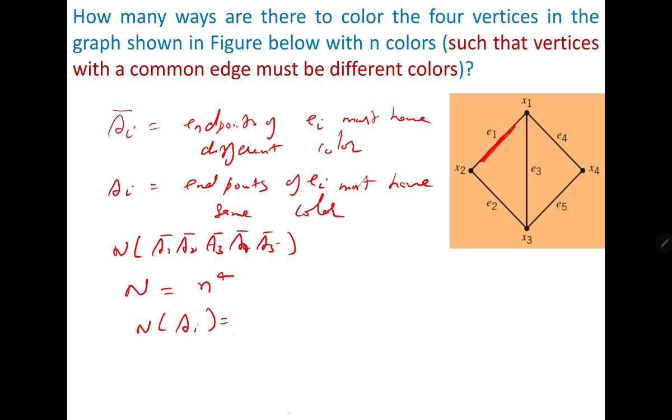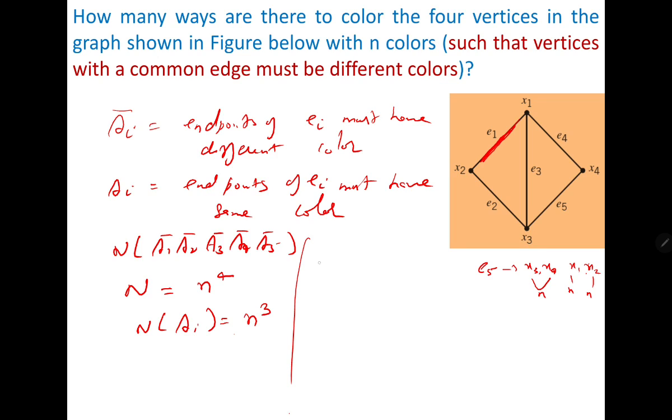So if I compute n of AI, what does it mean? It means the endpoints of the ith edge must have the same color. For example, if I choose E5, then x3, x4 must have the same color. There are n choices for x3 and the same color would be used for x4, so in total n choices. And for each of the remaining ones, x1 and x2, there are n choices because they can be same or different, I don't bother. It means n of AI is n cube.